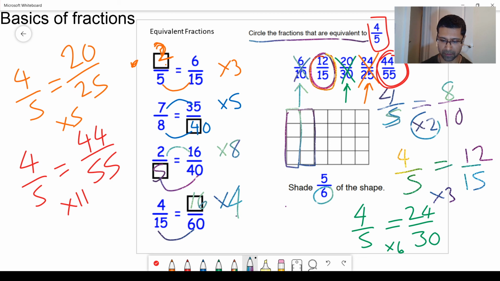2. It's a bit like Kit Kat bars. So I've got 6 equal parts. This shape has been split into 6 equal parts. The numerator is 5, so we're going to shade 5 of those bars that I've just created. 1, 2, 3, 4, 5. That's 5/6 of the shape that's been shaded.